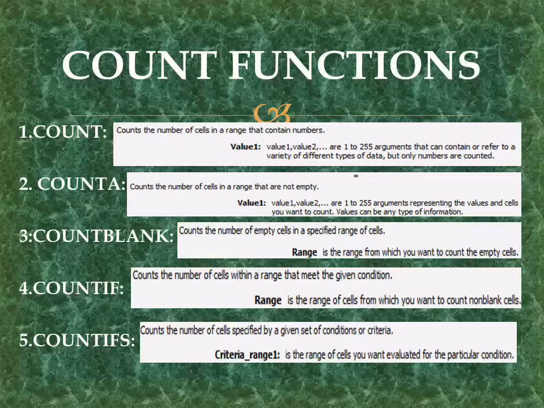Then comes COUNTBLANK. This counts the number of empty cells in the specified range of cells. So if I said 1 to 100 with 5 empty cells, it will count as 5.